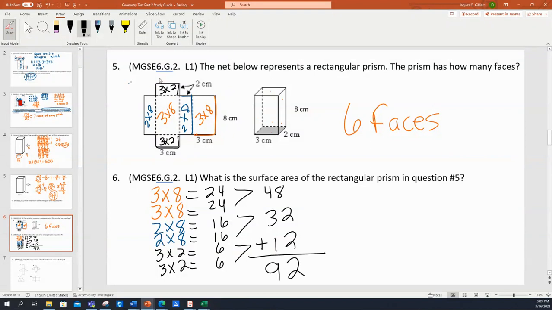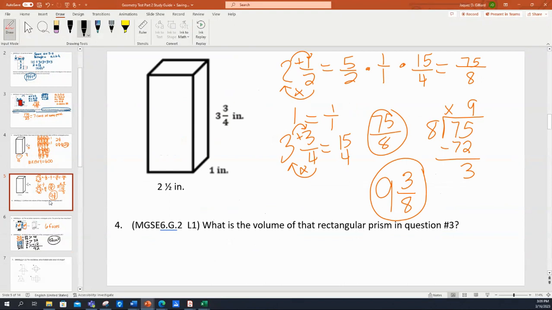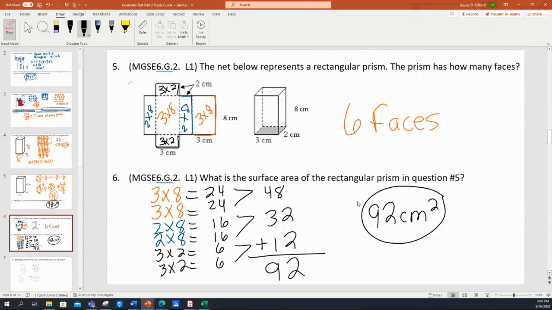Okay. So what is my answer? The surface area is 92 centimeters squared. Now be careful when you do that because when you get to volume, it's going to switch to cubed. And matter of fact, let me go back to one of my other problems because they asked for the volume, but I did not give the unit and I just remembered. So that'll be 9 and 3/8 inches cubed. Okay. Just want to make sure I clarify. That's 9 and 3/8 inches cubed. But over here, this is going to be squared because now we're talking about the surface area.